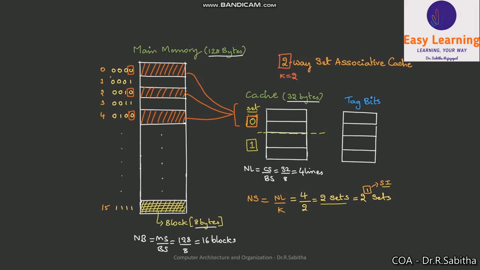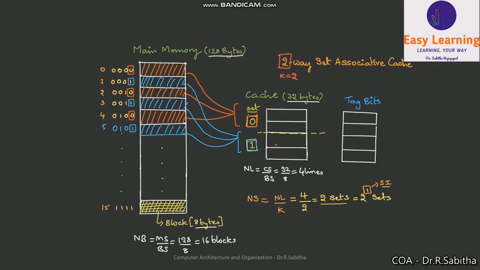The blocks whose block index has the least significant bit 0 will be mapped to set 0. So blocks 0, 2, 4, 6, 8 and so on will be mapped to set 0. Inside set 0, a block can go either in this line or in this line. It depends. So there comes the associative mapping technique.